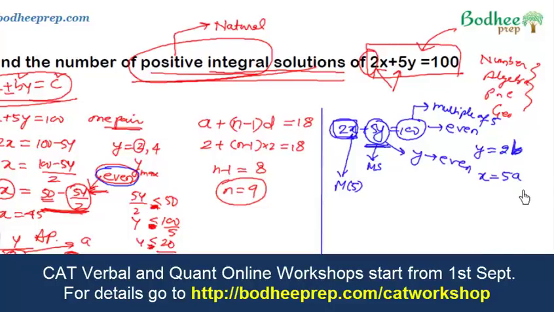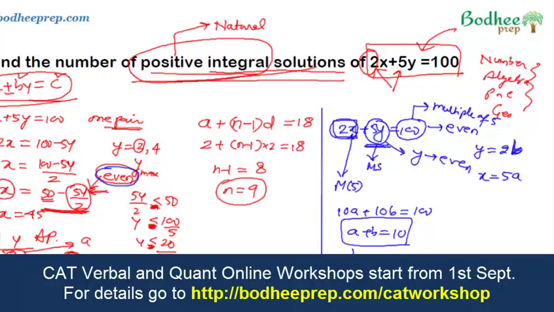Now if I substitute the values of x and y in the original equation, we'll get 2 into 5a, so it will be 10a plus 10b is equal to 100. Dividing it by 10, it will be a plus b is equal to 10. Now this is a very simple equation. We do not need any kind of AP, GP, etc. to get the required number of solutions.